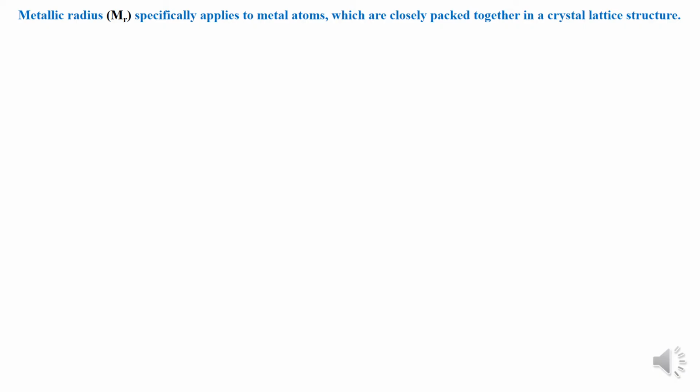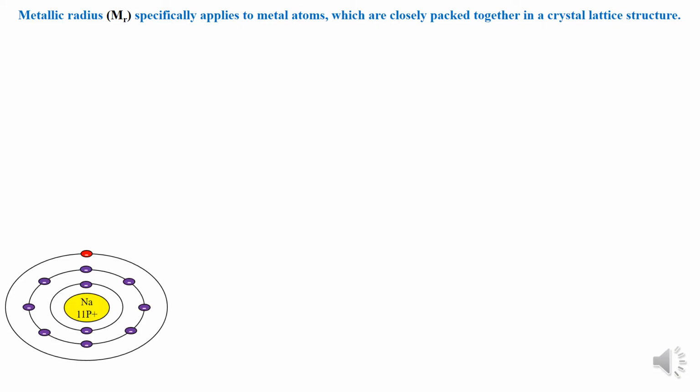Now, metallic radius specifically applies to metal atoms which are closely packed together in a crystal lattice structure. Let me explain the concept of metallic radius with respect to the sodium atom. So what you see here is the electronic structure of sodium atom in the zero oxidation state, that is in the unreacted form.